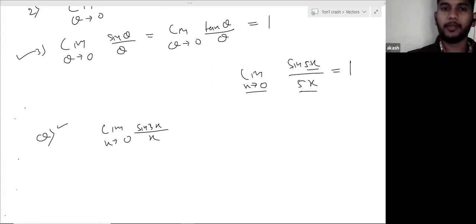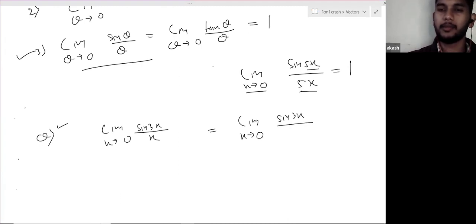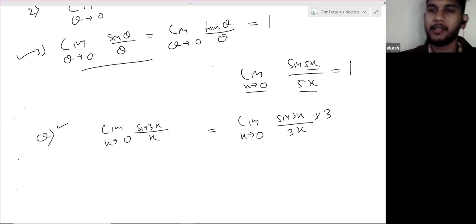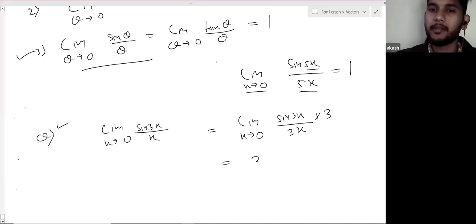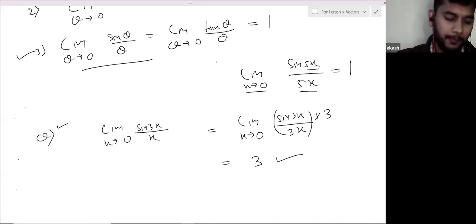See, to use this formula, we can do the same thing. We have sine 3x. So to use this formula, we want to have 3x in the denominator. But what we have is x. So what we can do, multiply by 3 in the denominator and in the numerator. This thing is clear? So what is the final answer? 3, right? This becomes 1. The answer to this limit is 3.